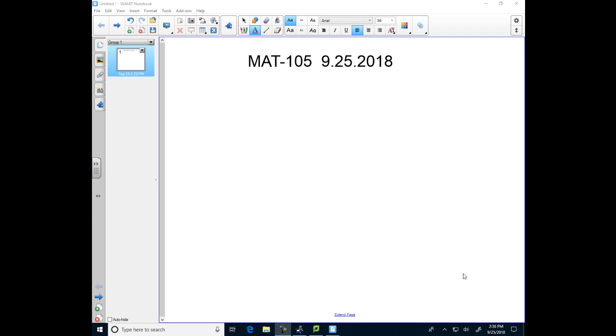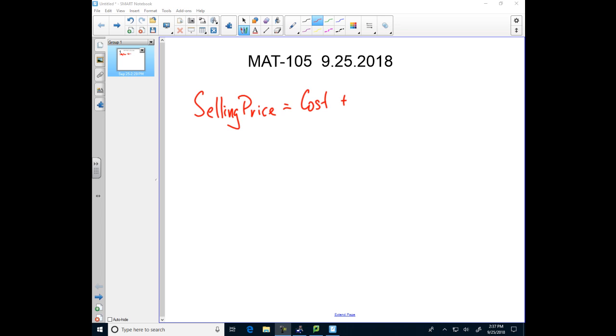But your basic relationship here is your selling price equals what it cost you plus the markup. Now, you can write it like that, plus the dollar markup, and all of these things will be in dollars. So you're adding dollars to dollars, and that equals dollars.